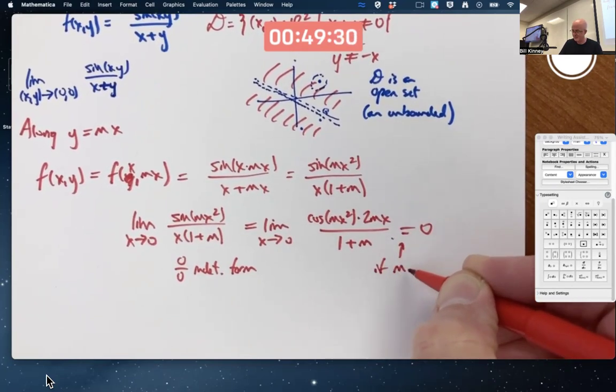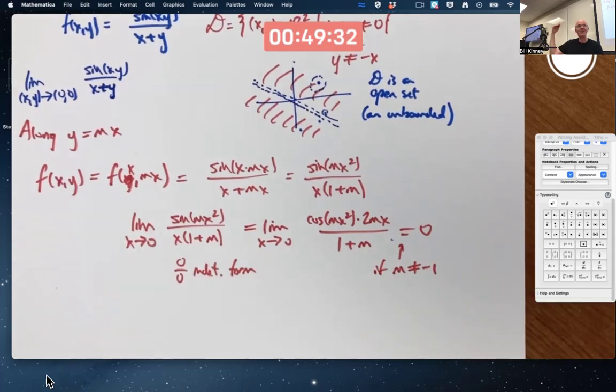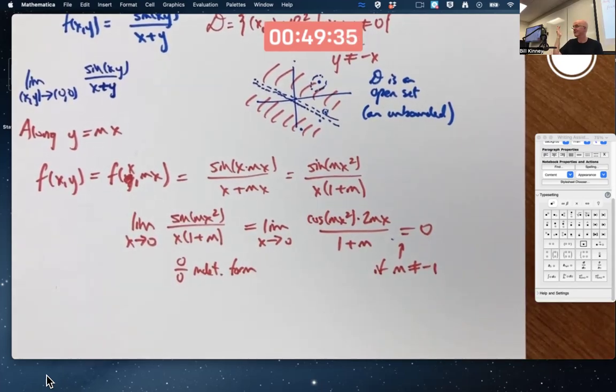If m is not -1, oh, -1 was that line y equals -x, where the function wasn't even defined in the first place. So that's not a problem to assume m is not -1, right? y equals -x is a line through the origin where the function was undefined, not part of the domain. And so effectively, I am assuming m is not -1 here anyway. I'm not approaching the origin along that line. So this limit exists no matter what m is, and it always equals 0 no matter what m is.